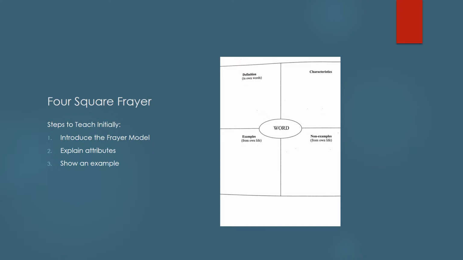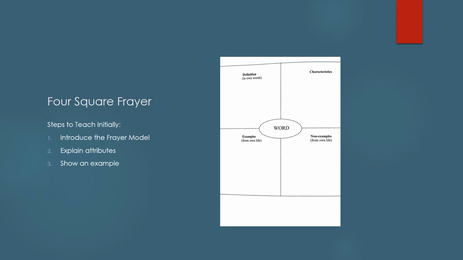The attributes of the Frayer model: in the top left corner, you'll have the students write a definition in their own words. You'll want to explain to the students that you can't use the word that you're defining within the definition. In the top right, you'll use a bulleted list or a sentence telling the characteristics of the word.